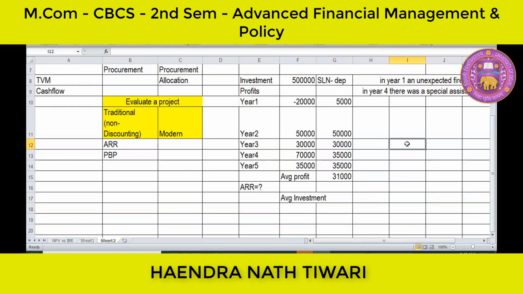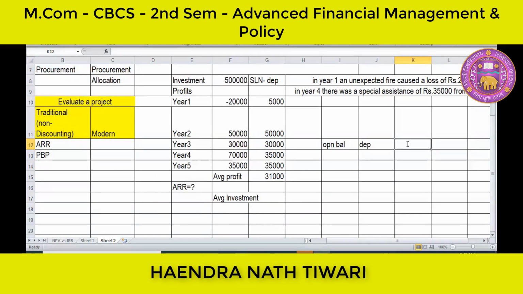You have the opening balance, you will have depreciation, and then you will have the closing balance, for year 1, year 2, year 3, year 4. Let us assume the life of the asset is 5 years, because we took profit for 5 years. The first year's opening balance, that is the investment I am making, is rupees 5 lakhs. There is no information on scrap value.